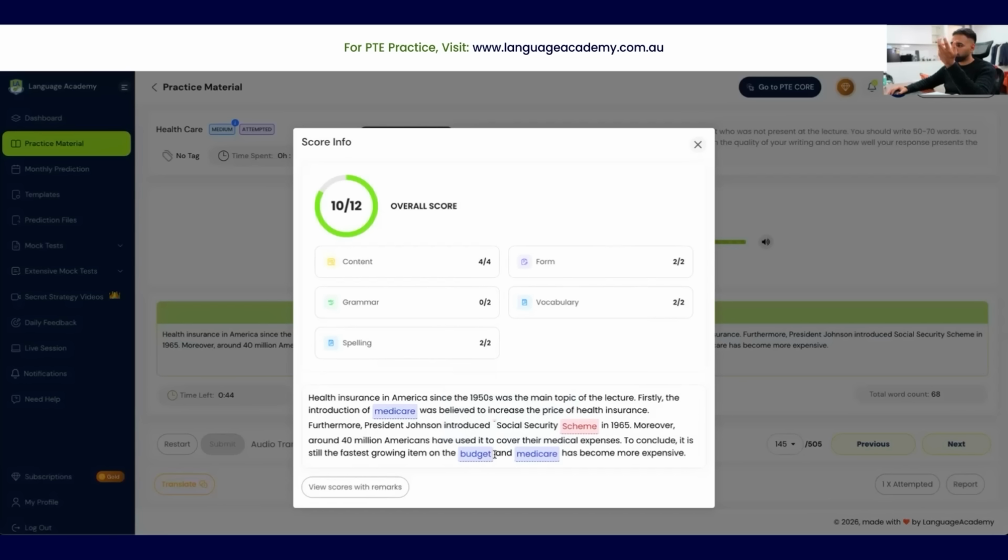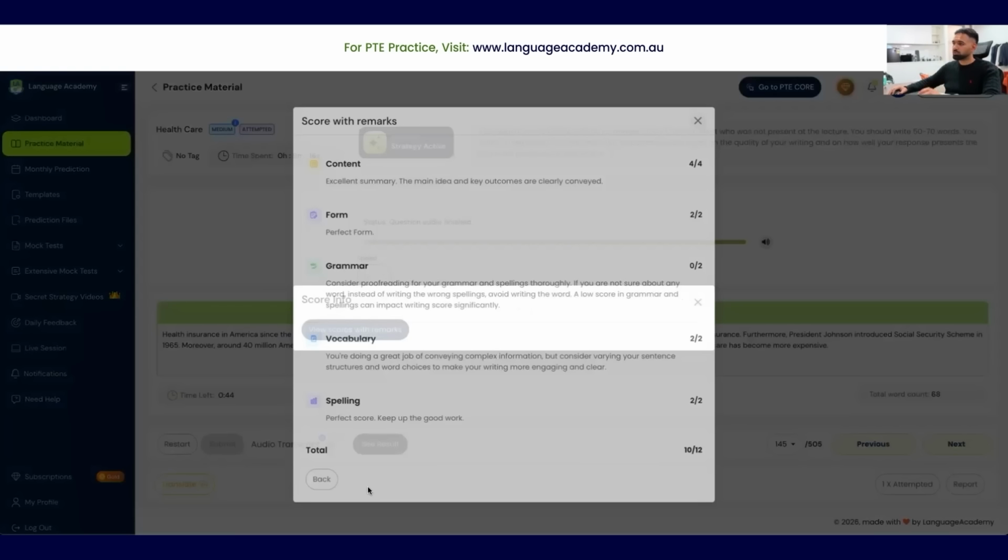We need to have a comma over here. Social Security, it was Act, not Scheme. So we have lost a point over here as well, of the Social Security Act. Look how accurate and in-depth this is in telling you the mistakes you're making. And I completely accept that I can make mistakes as well. Remember, any kind of proper nouns should be capitalized.